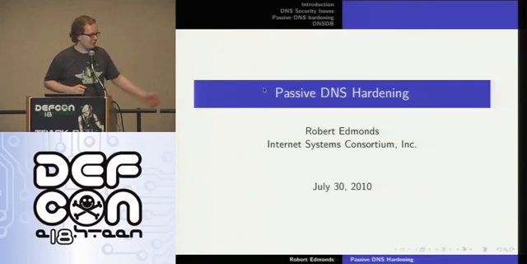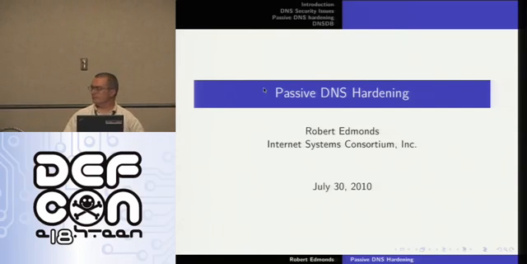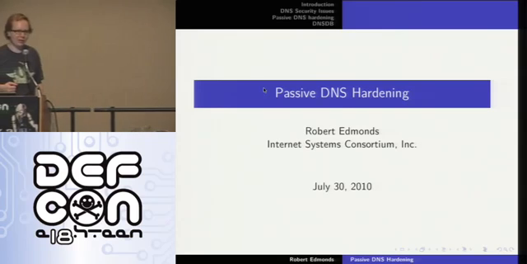I'm Robert Edmonds. This is Paul Vixie. If you came to see him, you might be disappointed because he's got a little 10-minute thing at the end.